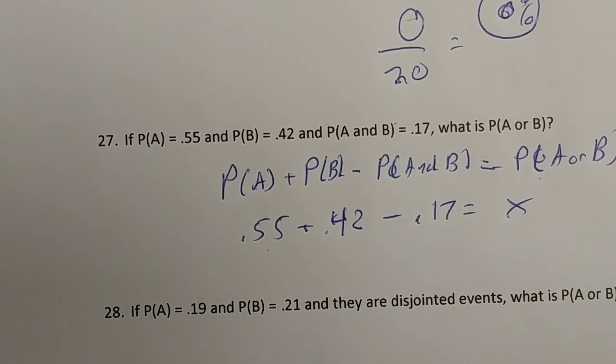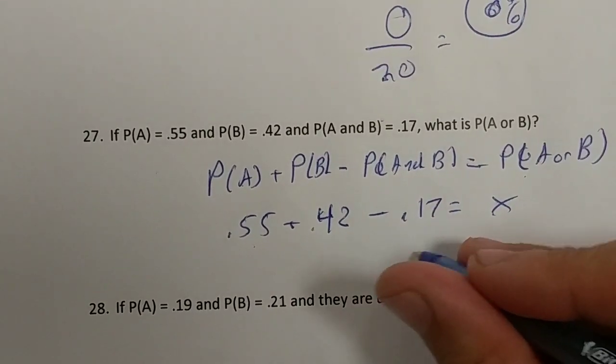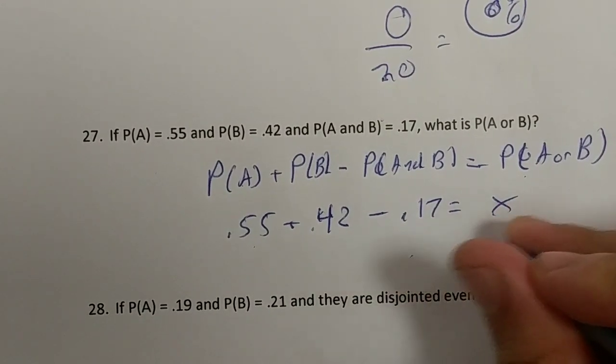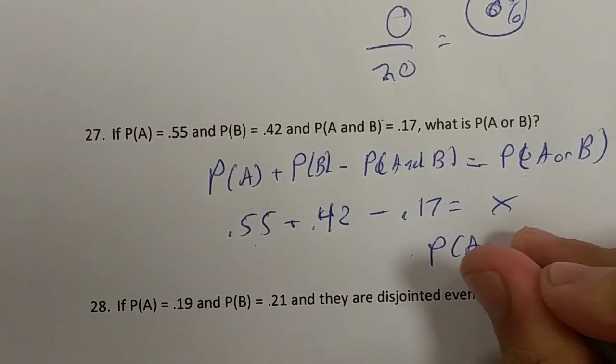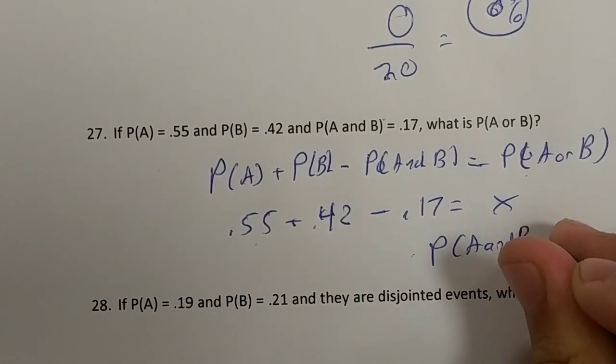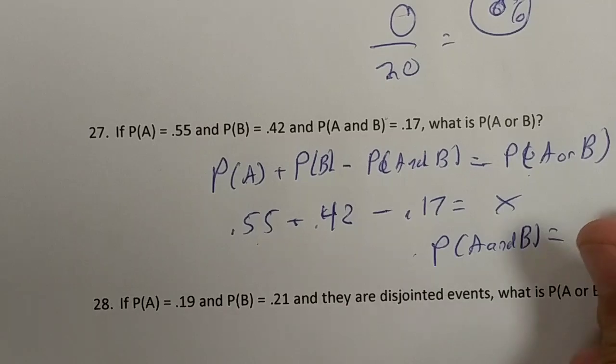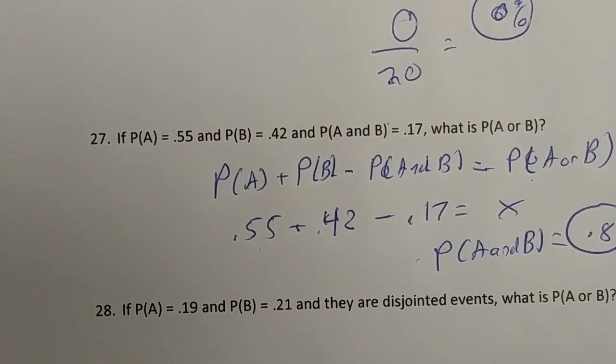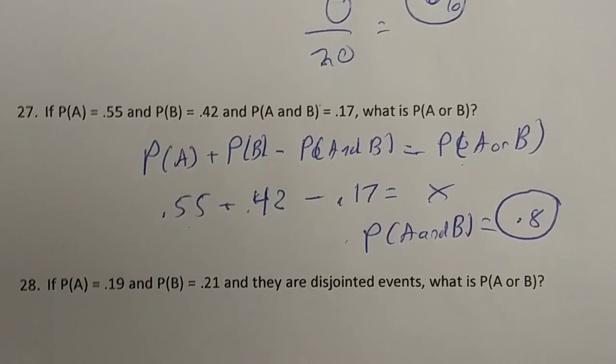0.55, and I'll pull out my calculator for this. 0.55 plus 0.42 minus 0.17, I believe was 0.80. Yep. I should say P(A or B), or X you could call it, equals 0.8. Is that on camera? Okay, good.